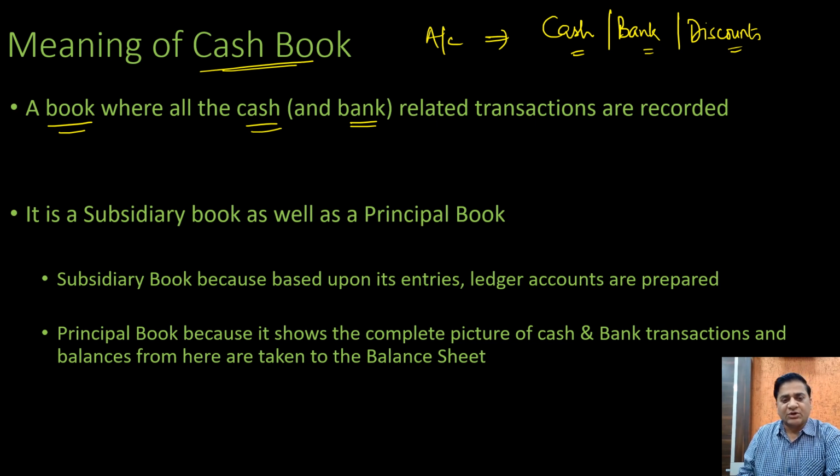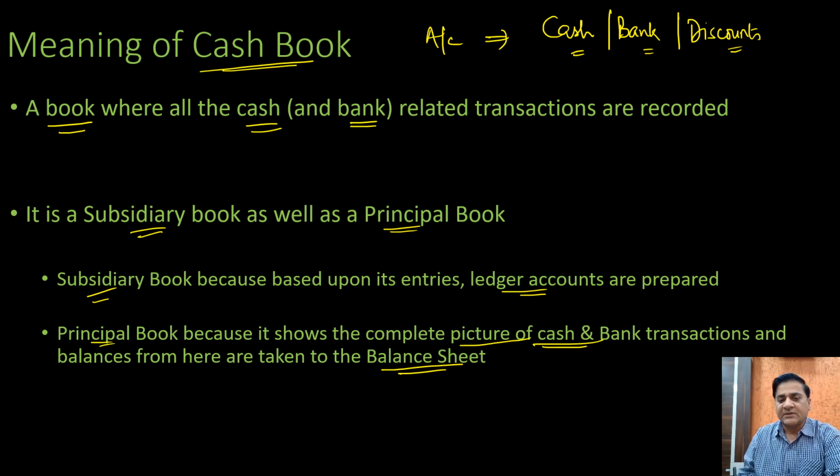The cash book is also called a subsidiary book and a principal book. Now we have been talking about these types of books in our earlier lectures also. It's called a subsidiary book because based upon this, the ledger accounts are prepared. Also it's called a principal book because it shows the complete picture of cash and bank related transactions, and the balances from here are taken to the balance sheet.